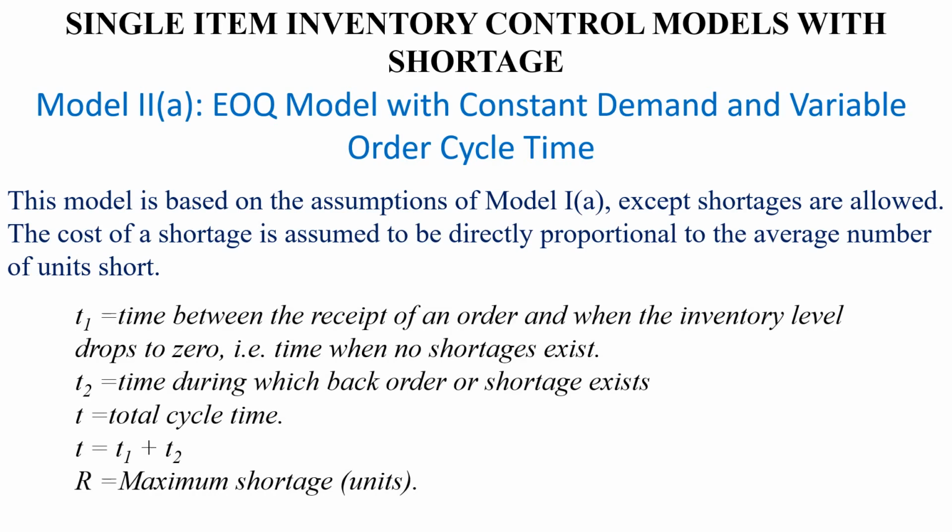Let us consider the following notations used in this model. T1 is the time between the receipt of an order and when the inventory level drops to 0. So it is the time when no shortage exists. T2 is the time during which backorder or shortage exists. And T is the total cycle time, which is T1 plus T2, and capital R is the maximum shortage.